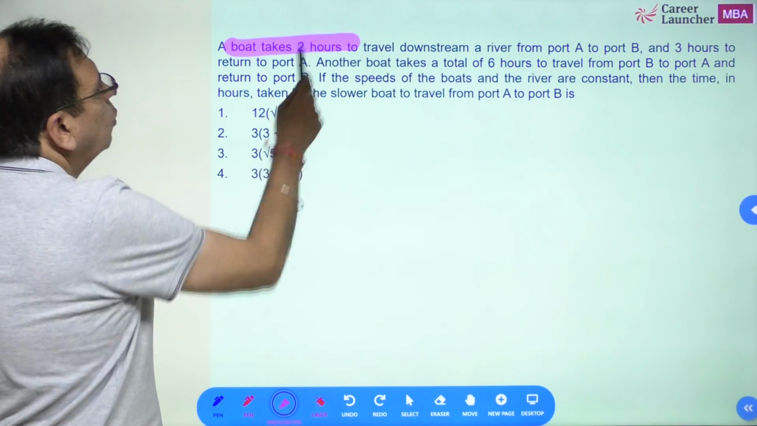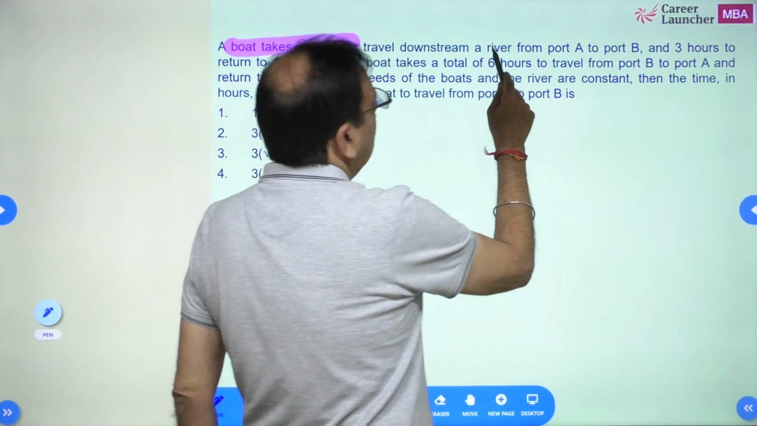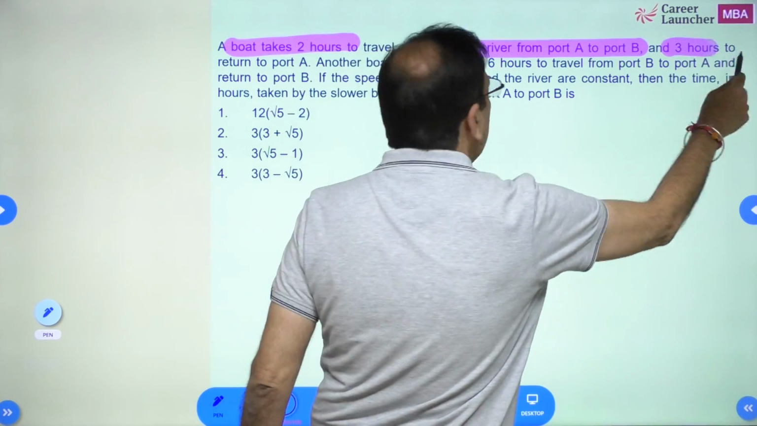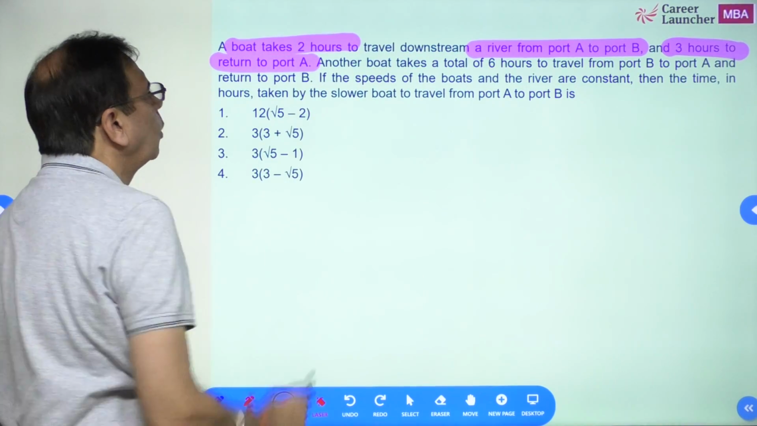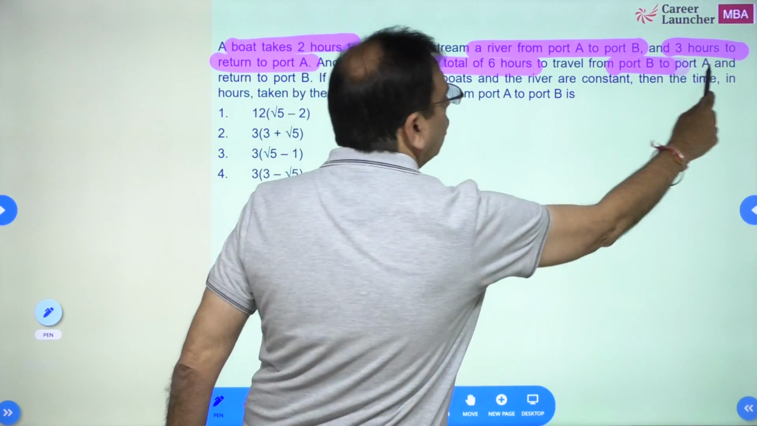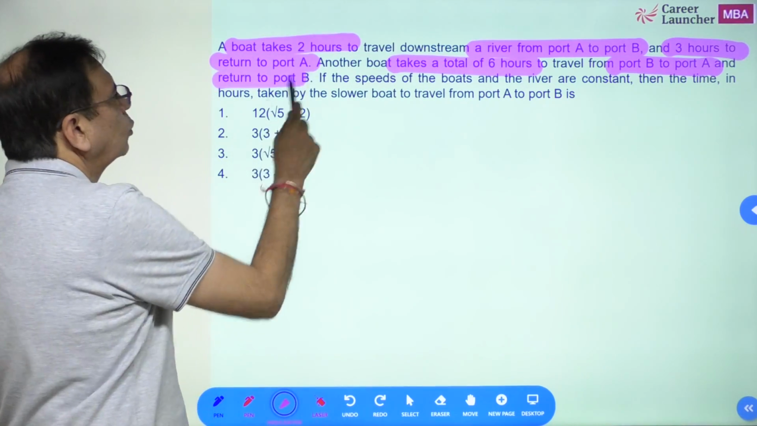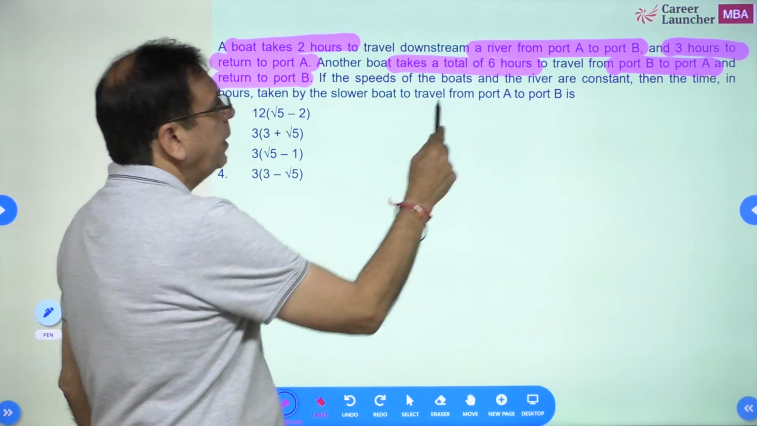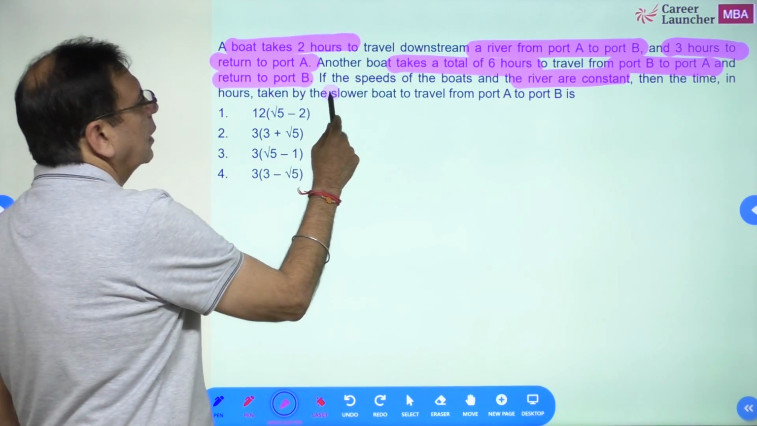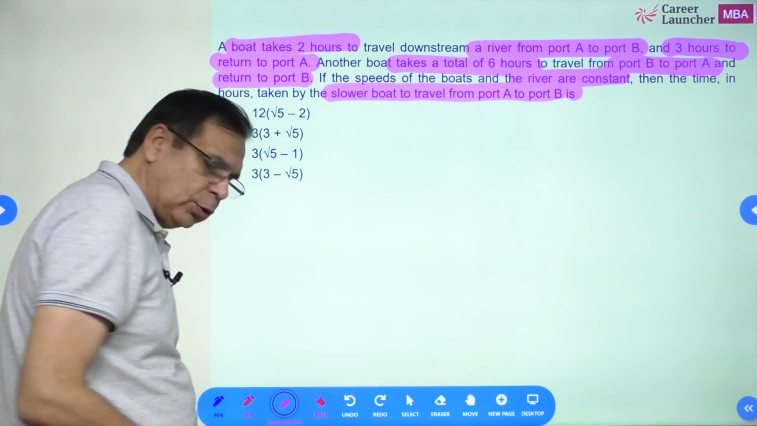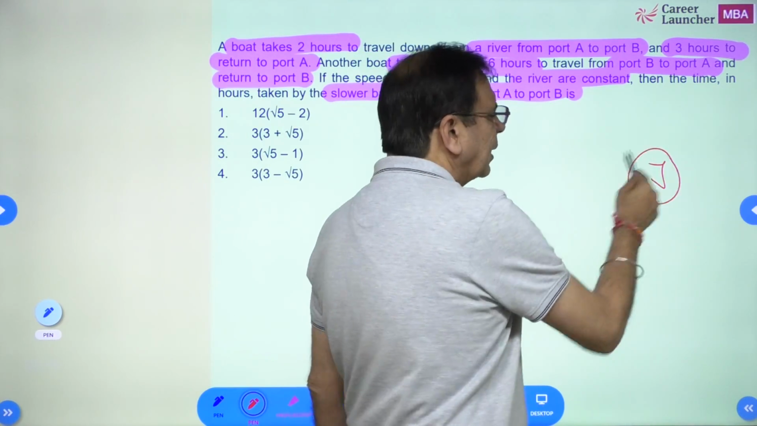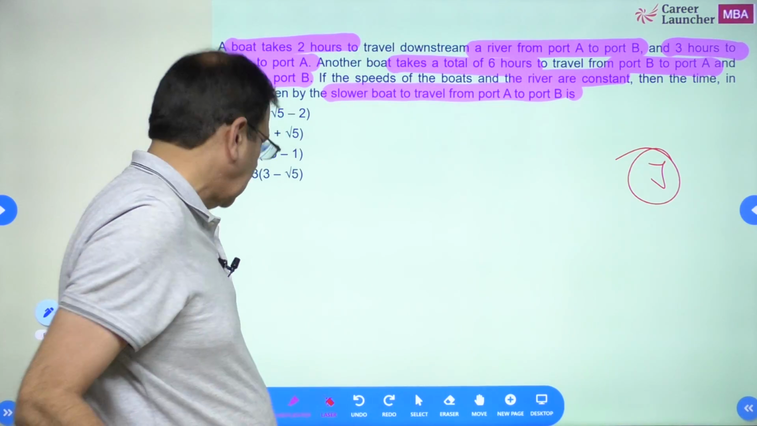A boat takes 2 hours to travel downstream from a river from port A to port B, and 3 hours to return to port A. Another boat takes a total of 6 hours to travel from port B to port A and return to port B. If the speeds of boat and the river are constant, then the time in hours taken by the slower boat to travel from port A to port B. Okay? ये simple जुगाड़ वाला सवाल है. इसमें मैंने कुछ दिमाग ज़्यादा नहीं लगाया, but जो किया है वो मैं बता देता हूँ तुमको.